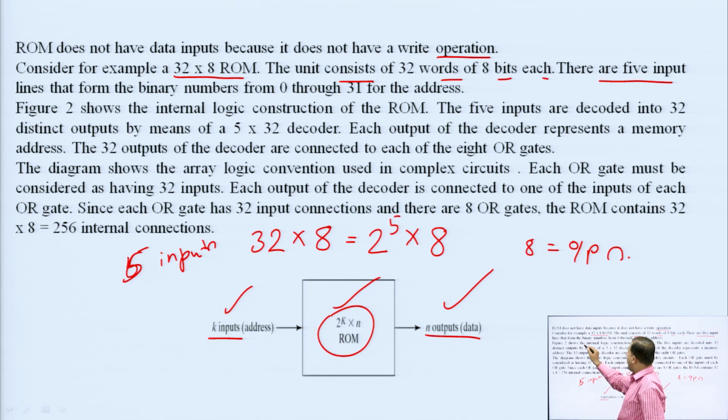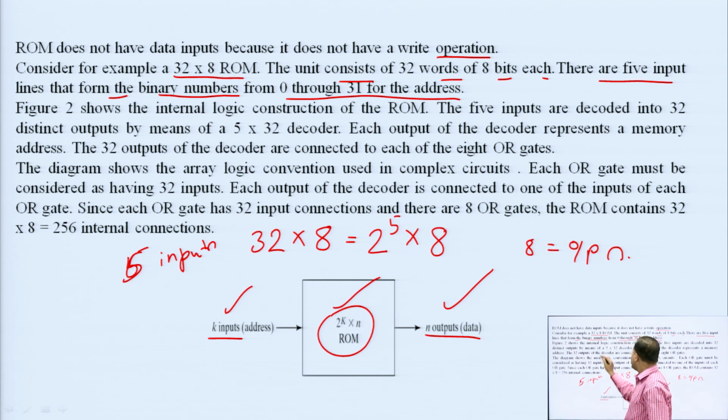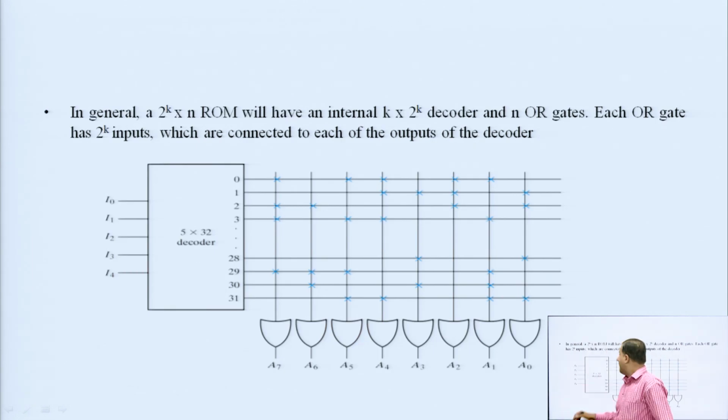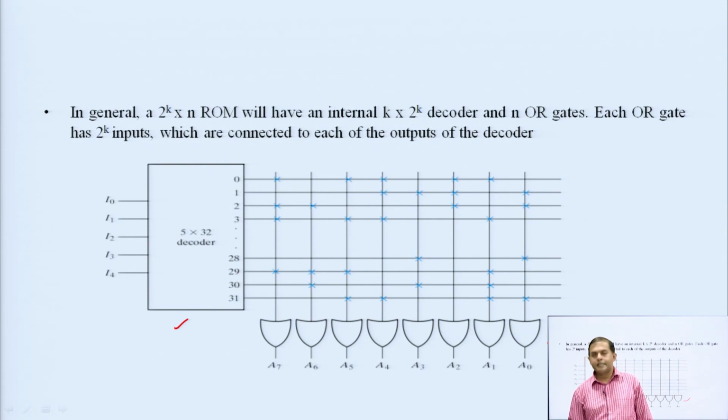The unit consists of 32 words of 8 bits each. There are 5 input lines that form the binary numbers from 0 to 31 for the address. Now, in figure 2 we have implemented this 32 cross 8 ROM using a 5 cross 32 decoder and a few OR gates. Normally we implement ROM using a decoder. Here we have 8 OR gates.